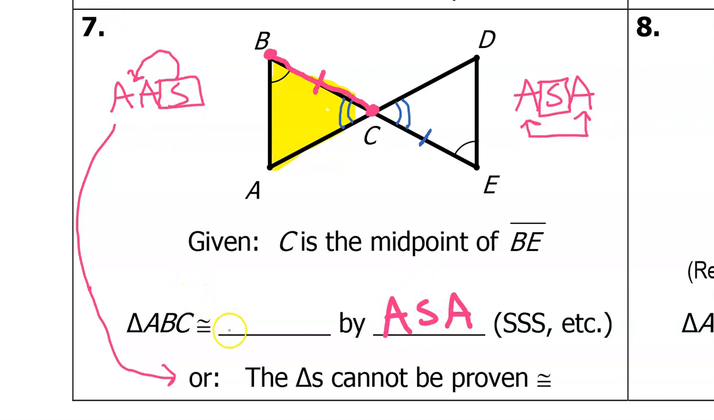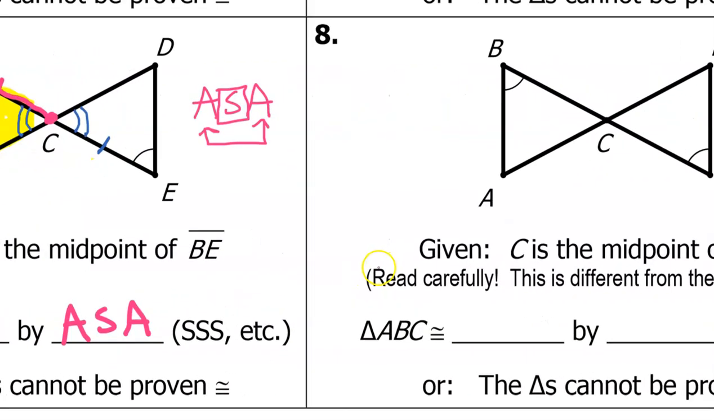Now for the congruency statement. Well, angle A corresponds with angle D. They're both blank. Angle B corresponds with angle E. You can tell because of the single swoop. And then that just leaves angle C.